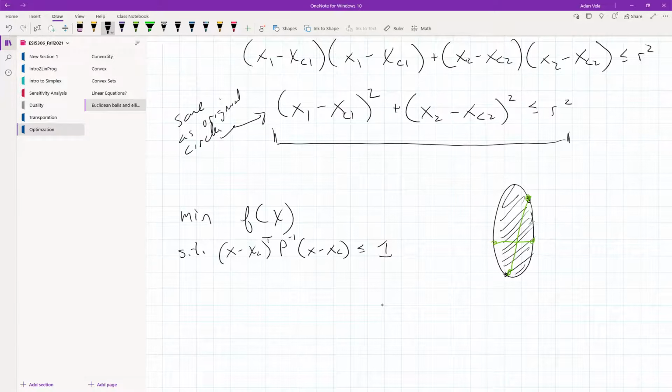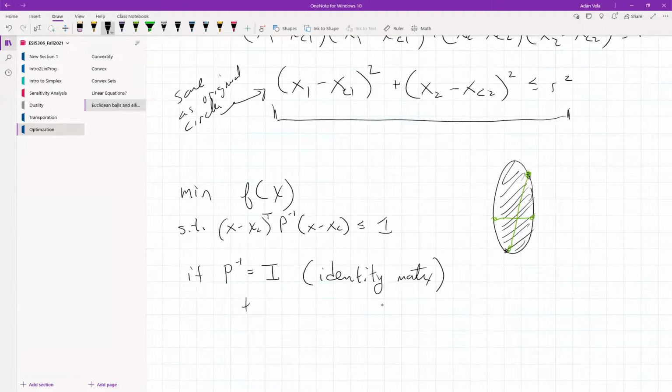Now, if P inverse is equal to the identity matrix, then the feasible set is a ball. Or it's a circle, right, of radius 1.